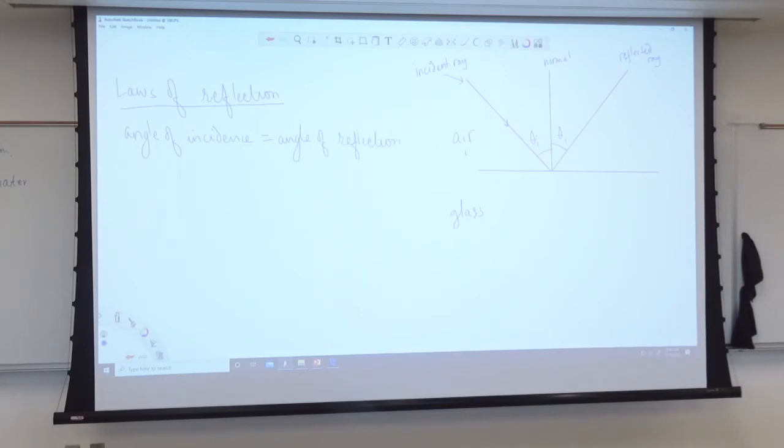So angle of incidence is theta i, and angle of reflection is theta r. Sorry, I should write theta r here. Okay, they are equal. That's the first law. And again, you need to draw an arrow here. Second law is if light hits the boundary along the perpendicular direction, then it will be bounced back along the same perpendicular line. Okay? So the ray will be reflected along the same line.